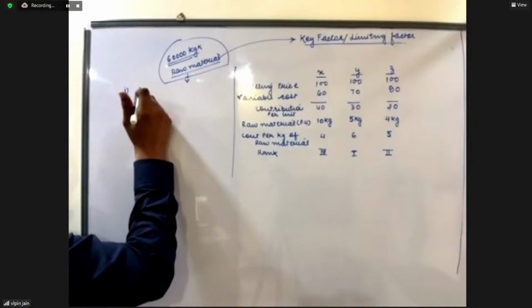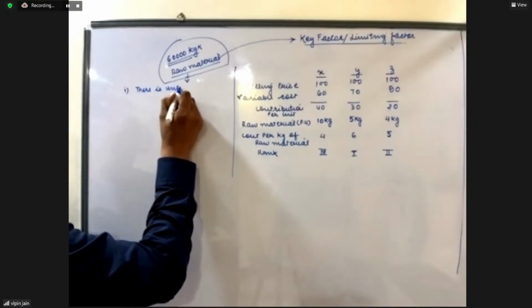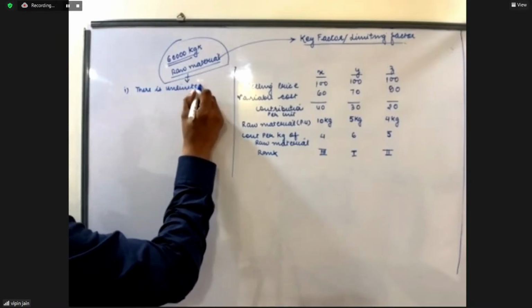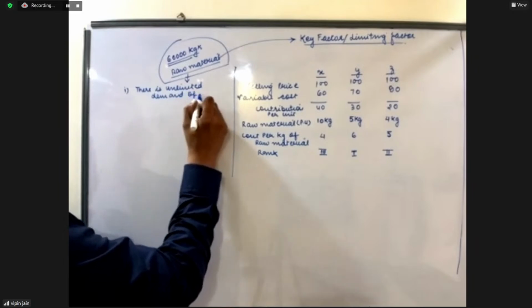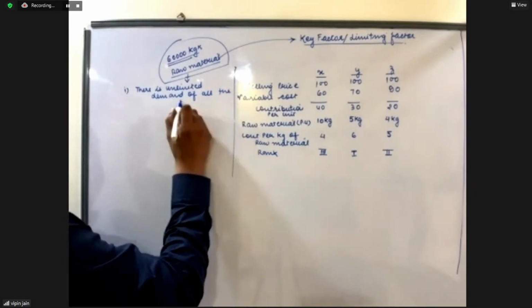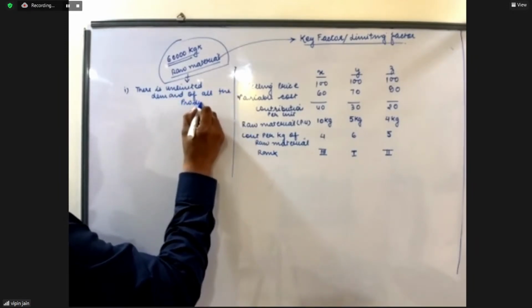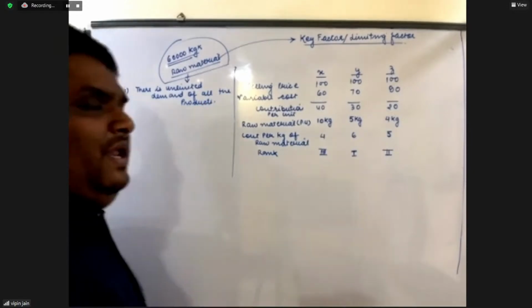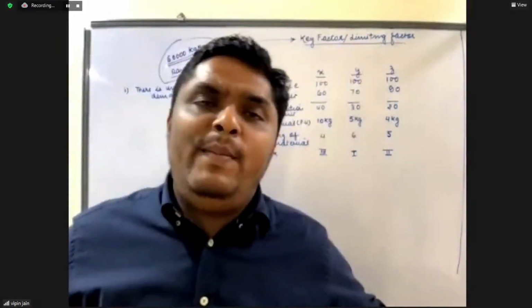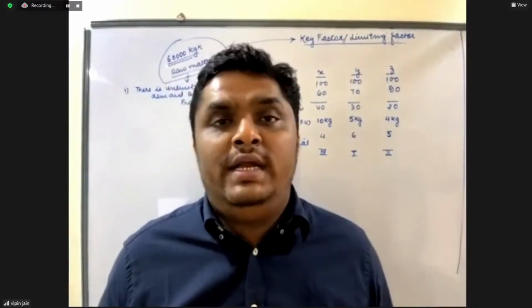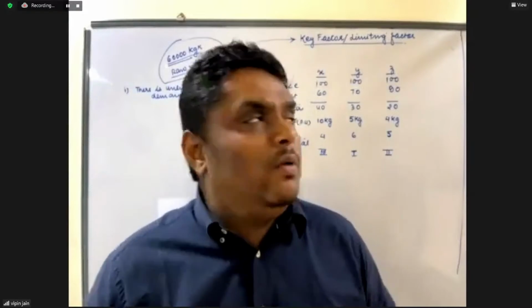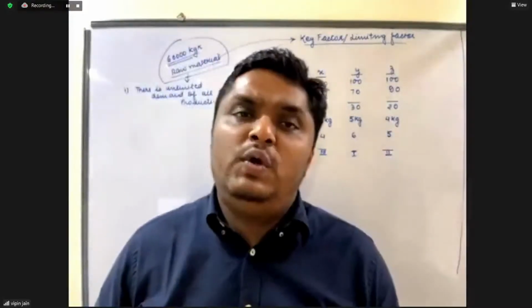Let's take the first situation wherein there is unlimited demand of all the products. We can manufacture and sell any quantity in the market of product X, Y, or Z. So can you tell me how much quantity we can manufacture of product Y?